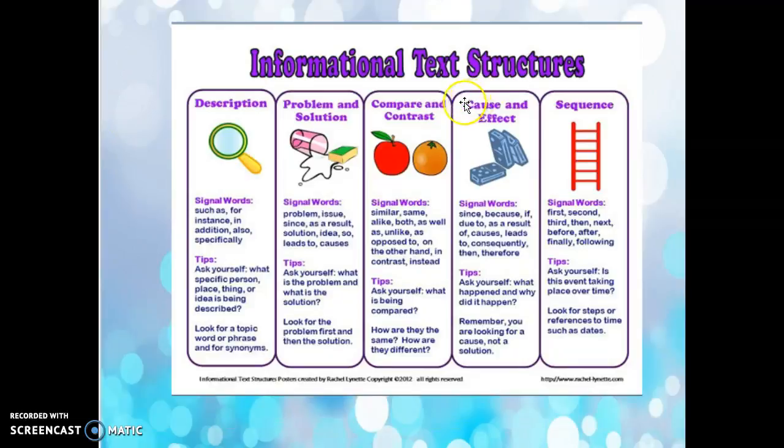Then we have cause and effect. Cause and effect is whenever you have a relationship of two things, right? You might have a cause, something that happened, and then effect because of that cause. For example, I love the example of dominoes. You have a stack of dominoes, you flick it, all the dominoes fall over. The flicking of the finger is your cause, all the dominoes falling over is your effect, okay?